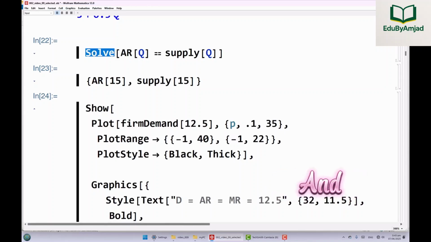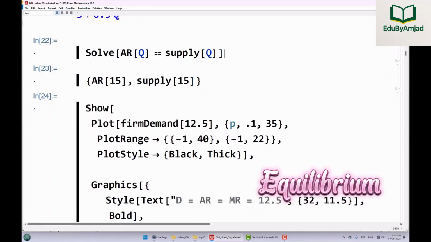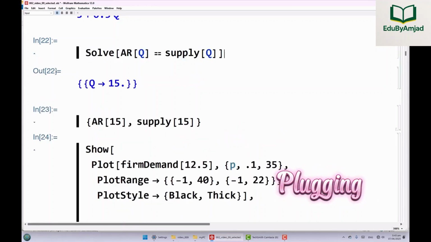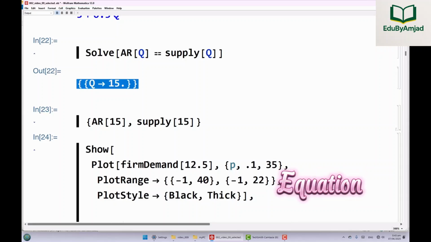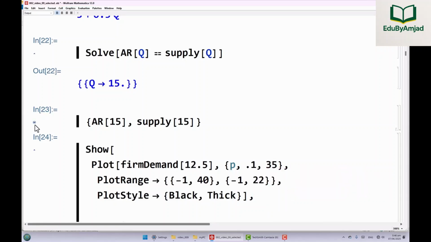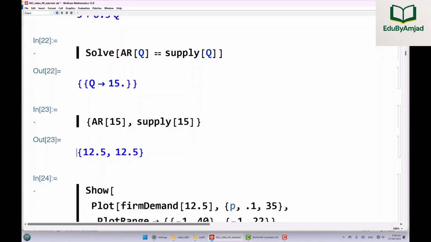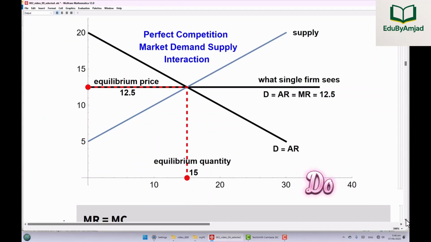By equating demand and supply, we solve for an equilibrium quantity of 15. Plugging this into either the demand or supply equation gives an equilibrium price of 12.5. Let's do it graphically. The interaction of demand and supply in the A market determines equilibrium quantity and price.